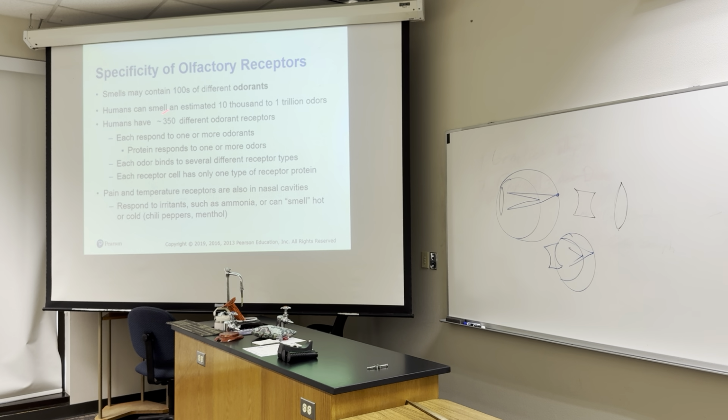So smells may contain hundreds of different odorants. That is something important. Do you know some people are very sensitive to odor and smell, and some people are not? Because you can actually have 10,000 to 1 trillion odor receptors. However, not all of them have the same. It depends on your genetics and all these things.